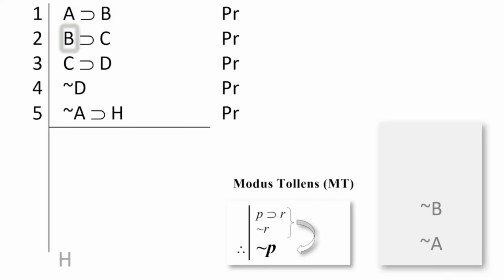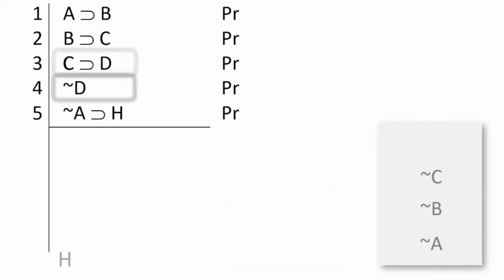We can apply Modus Tollens to derive not B if we can derive the negation of its consequent, not C. And the same strategy is applicable to derive not C. We would need not D. Now, if you look carefully, we actually do have not D, so we are ready to go. We focus on lines 3 and 4. This is a clear opportunity to apply Modus Tollens.